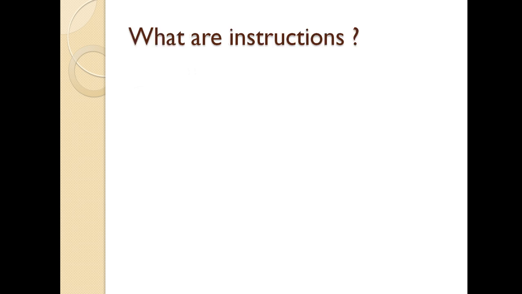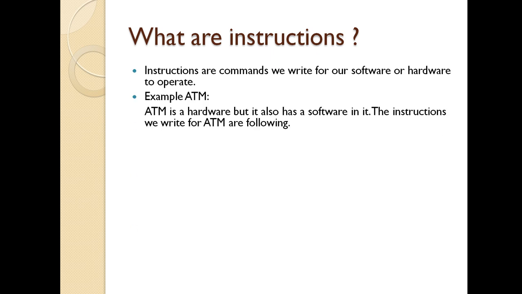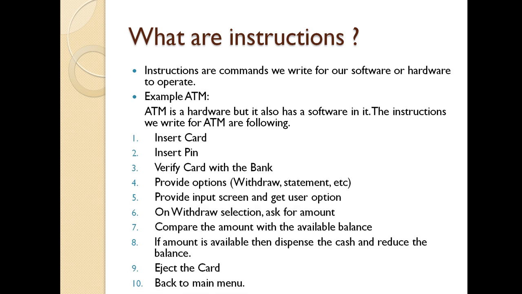So what are instructions? Instructions are commands we write for our software or hardware to operate. Example, an ATM machine. ATM is hardware, but it also has software in it. The instructions we write for ATMs are the following. The first instruction you see in the ATM is insert a card, and then once you insert the card, you get the instruction called insert pin.